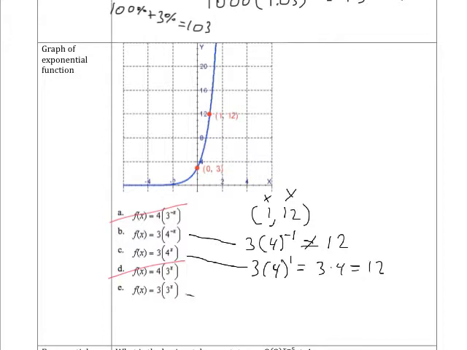Just to prove a point, this one down here, 3 times 3 to the 1 power would give you 9. So it's definitely this one. So if you can sort of use the graph and identify points and numbers and x values and stuff, eventually you can get those straightened out. It just takes a little hard work.